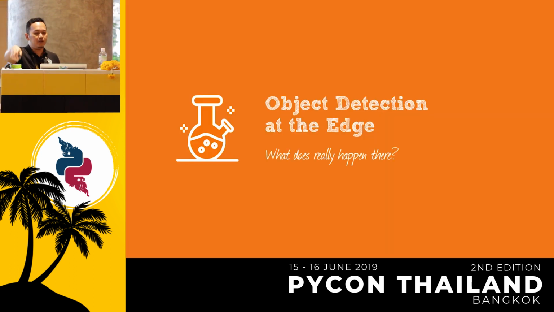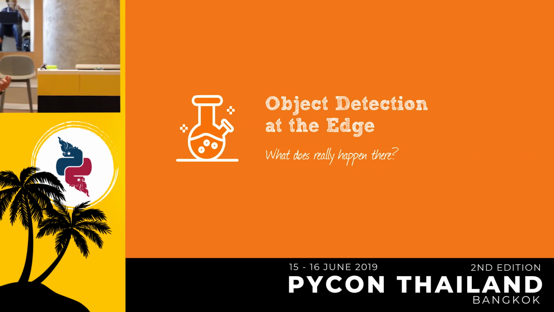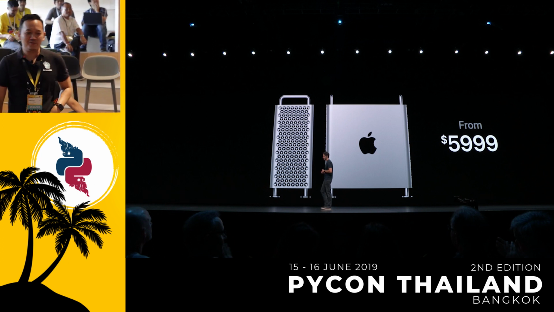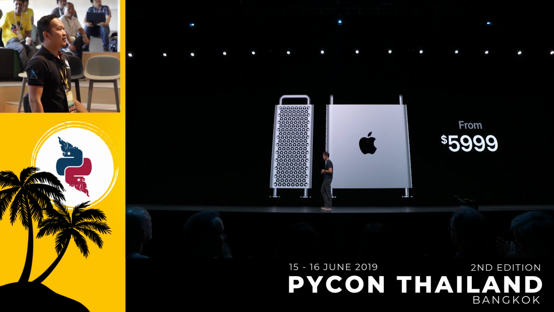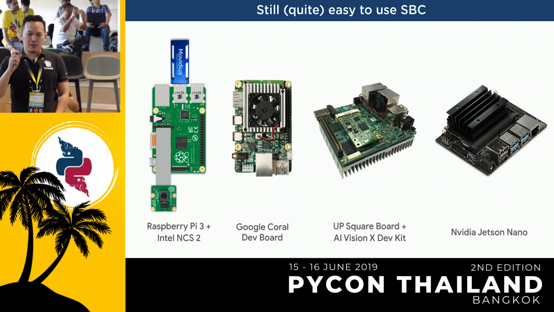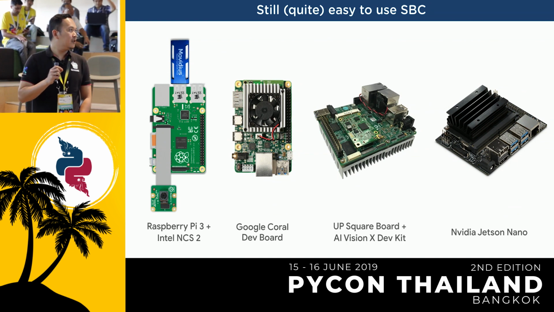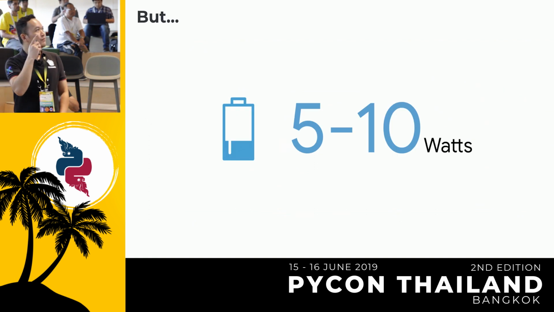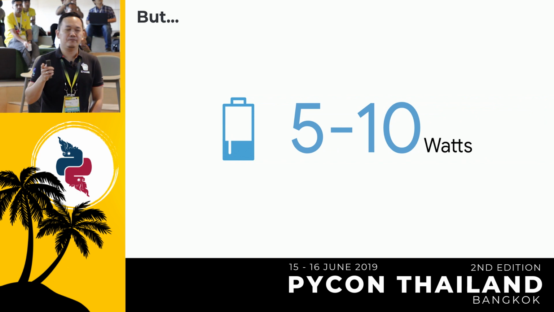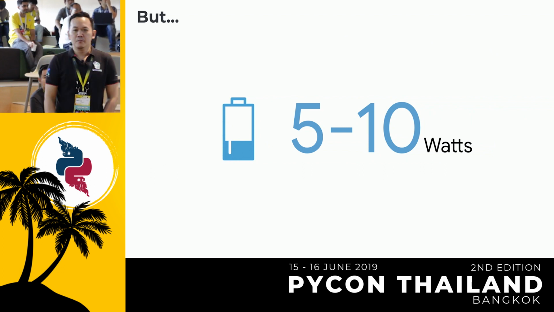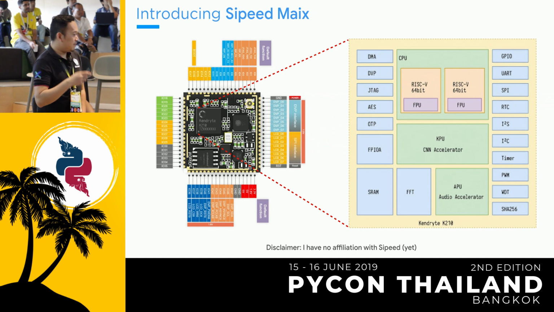So what really happens there? Of course, it's easier to do object detection if you have a 6K GPU, right? Or still easier if you have, for example, an SBC, single board computer. You can use Raspberry Pi plus Intel NCS. You can use Google Coral or NVIDIA Jetson Nano. But the thing is that it requires 5 to 10 watts, which is 2 amperes, right? So if you run on battery, it will last maybe 1 day, or less than 1 day. So we need something more.